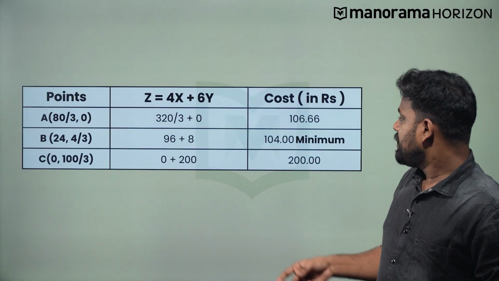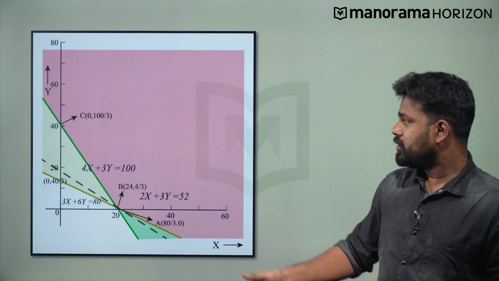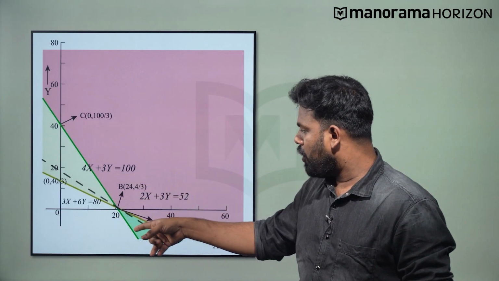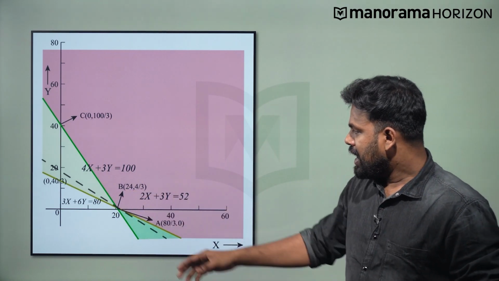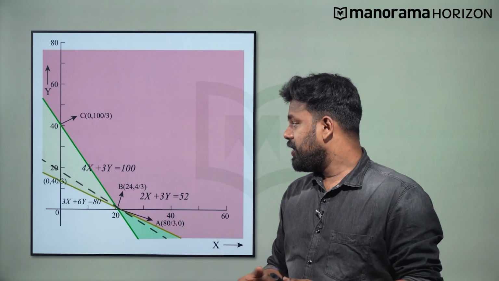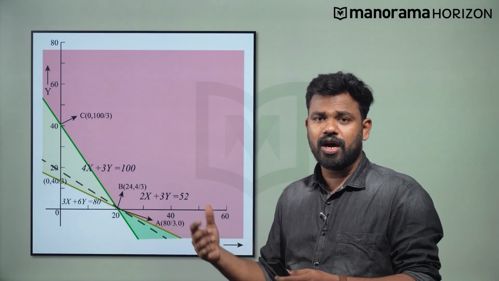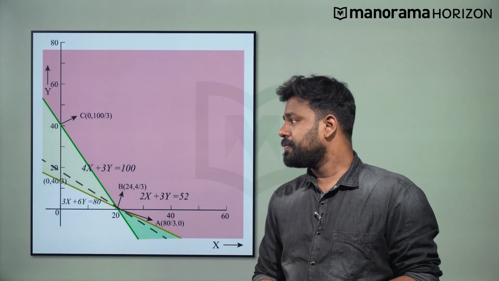You will be getting that as 104. That is the minimum cost. So that is how you find the minimum cost. Now look again in the graph, you have all the points over here. So you have the point B (24, 4/3), and you have a dotted line which is passing through that particular point B, which is (24, 4/3). So that is how you get the minimized cost here in this particular LPP.